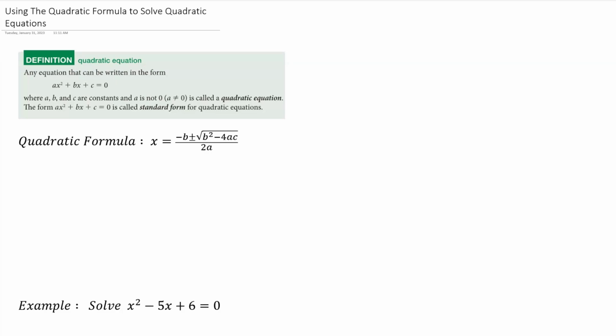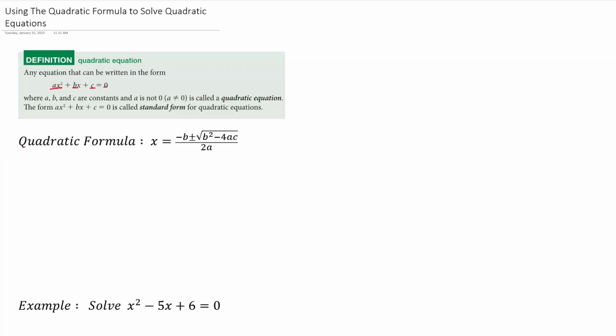Today's lecture is about using the quadratic formula to solve quadratic equations. A quadratic equation is any equation that can be written in the form ax squared plus bx plus c equals 0, where a, b, and c are constants and a is not 0. It's called a quadratic equation. The form ax squared plus bx plus c equals 0 is called standard form for a quadratic equation.